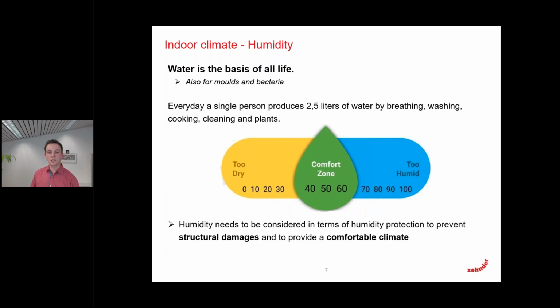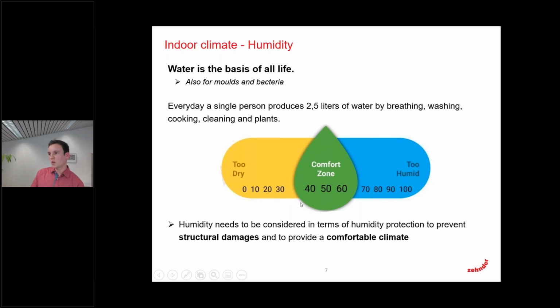But where does this humidity come from? It comes from people, washing, cleaning, when we take a shower, or also plants are producing humidity. On average, every day, a single person produces 2.5 liters of water a day.